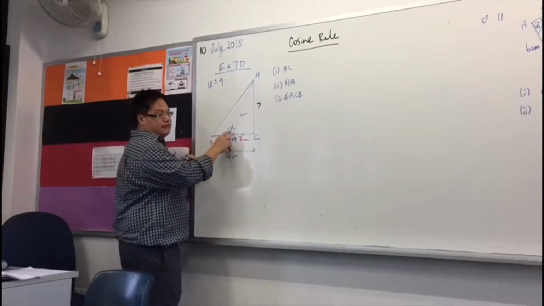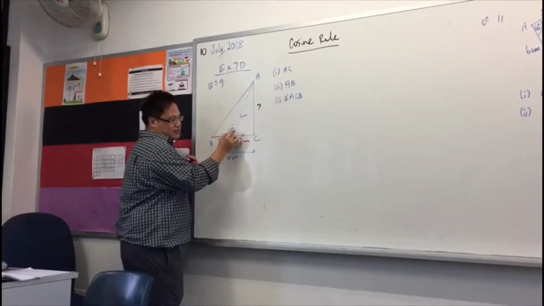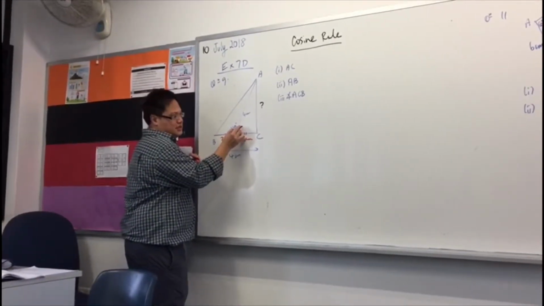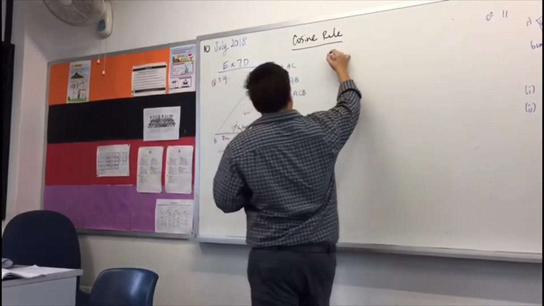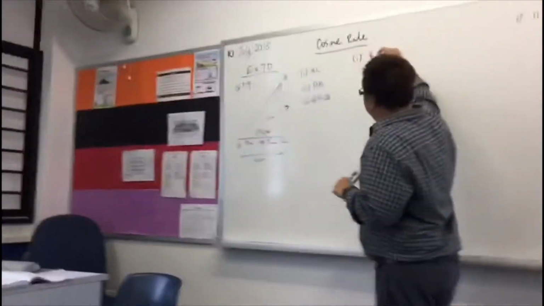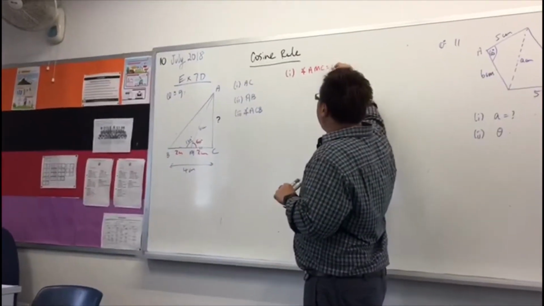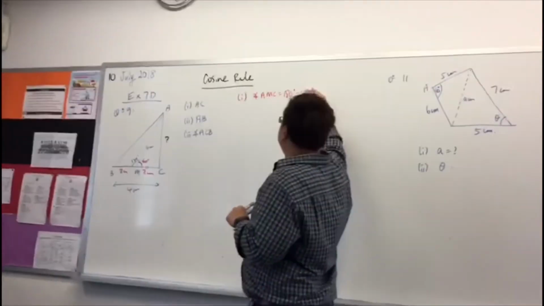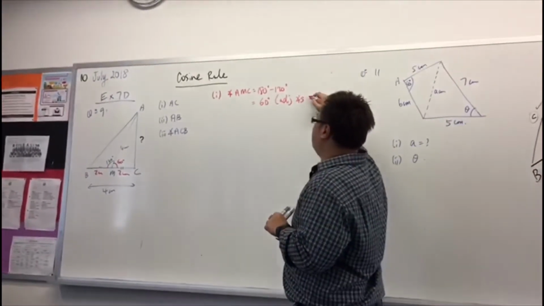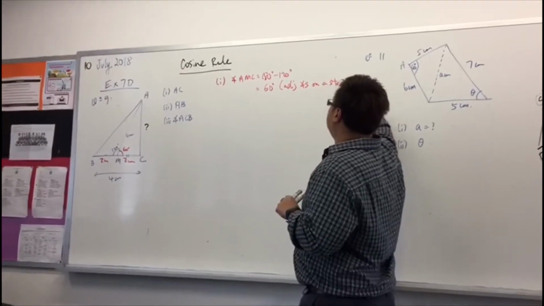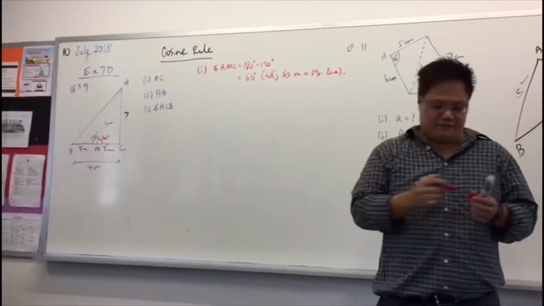Watch here. If this is 120 degrees, how much is this? 60 degrees. What's the reason? Angle AMC, 180 degrees minus 120 equals 60. The reason is adjacent angles on a straight line. Okay? Adjacent angles on a straight line. So this is what I have.